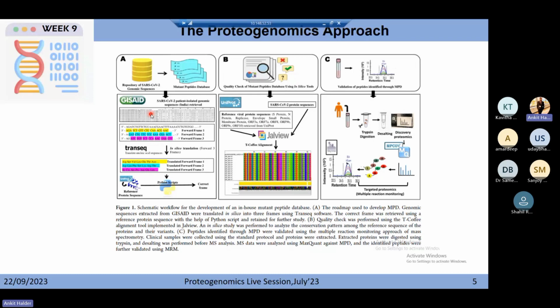So the better approach is to enrich those proteins. How will you enrich those? You will have an antibody.